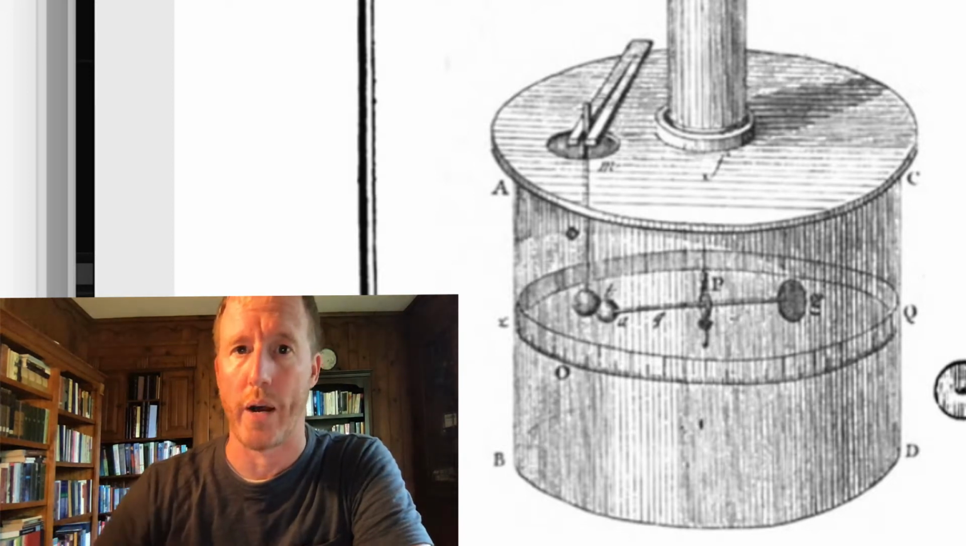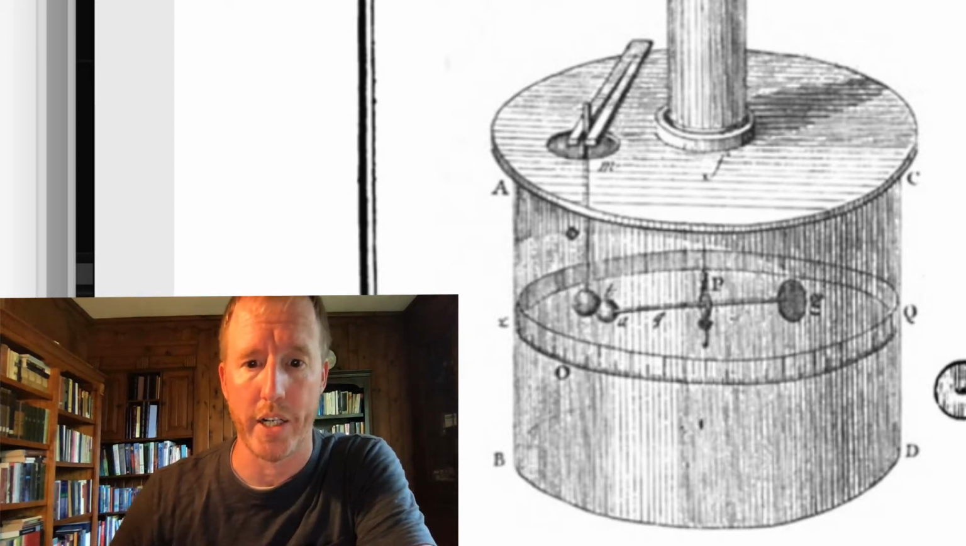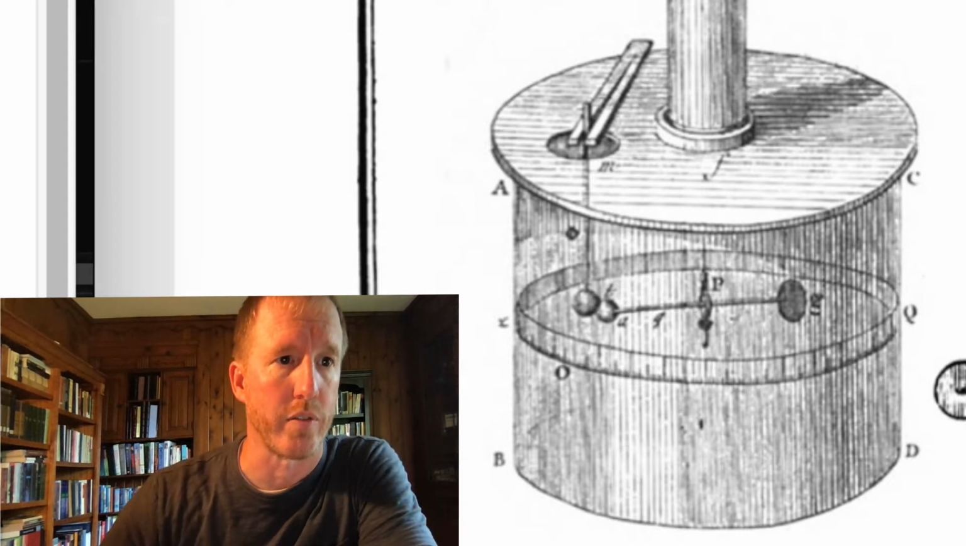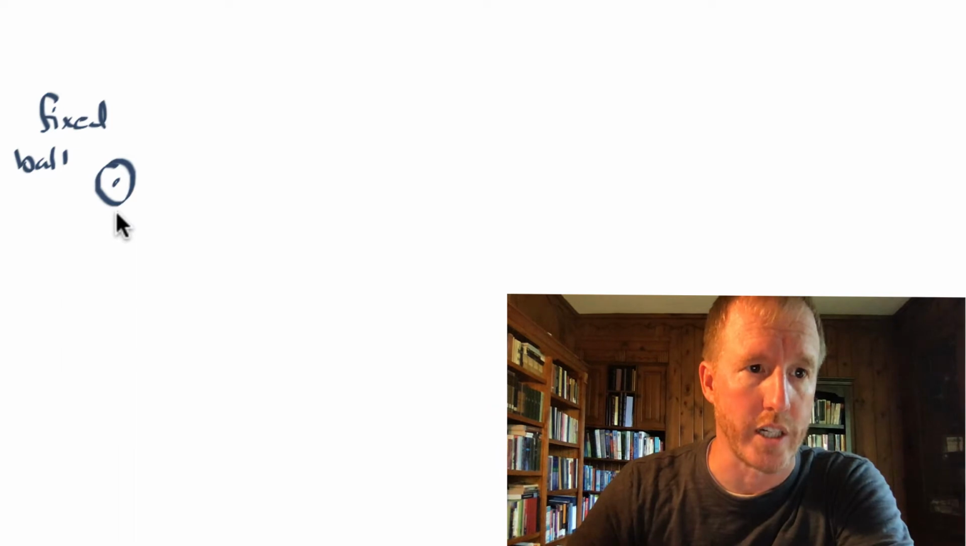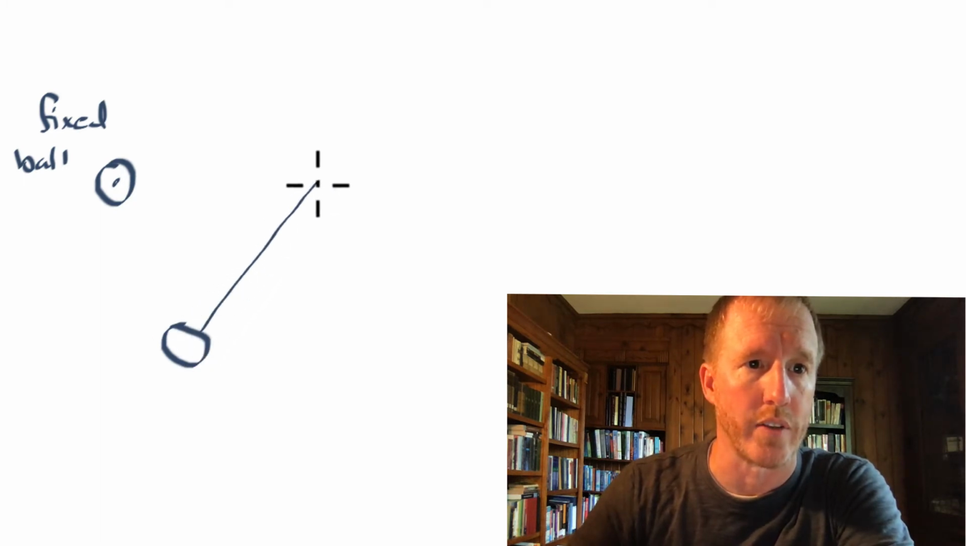So if you were to look down at the apparatus from the top, you've got one ball right here, and that's fixed at a particular location. That's the fixed ball. And the other ball, originally in contact with it, swings away from it when they repel each other. So let's say it's over here until it gets to some angle. This is a top view, and this right here is the torsion wire.